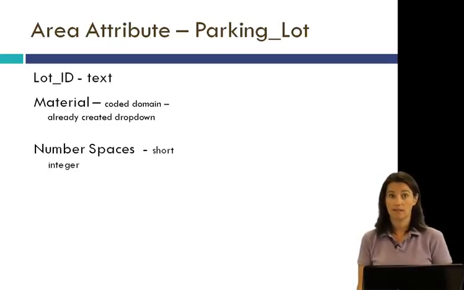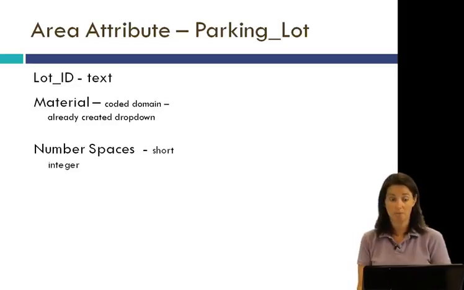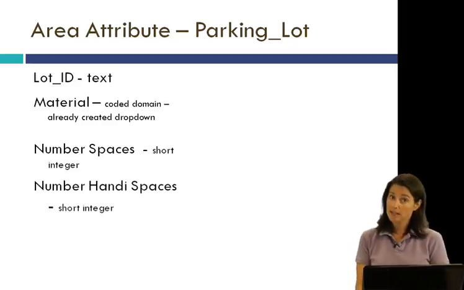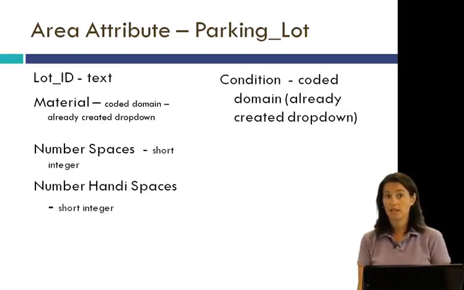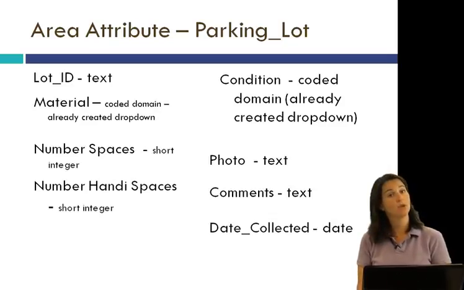Number of spaces. It's going to be a short integer. I can't have 5.5 spaces, so it doesn't need to be a double or a float. Okay? And I doubt any parking lot's going to have more than 32,767 spaces, so that's why it can be a short integer. Number of handicap spaces. This can also be a short integer. Condition, we've already created it. Photo for the text is, and then comments is going to be a text, and date collected is going to be a date.